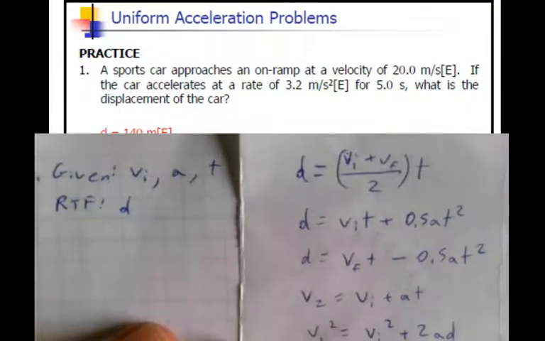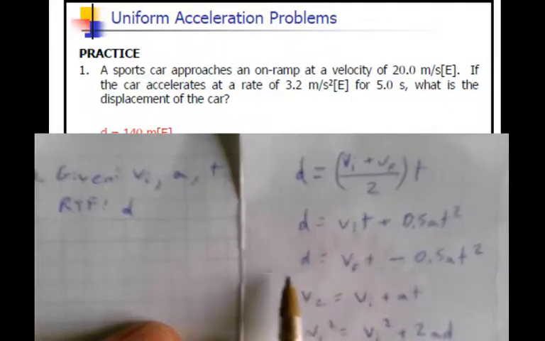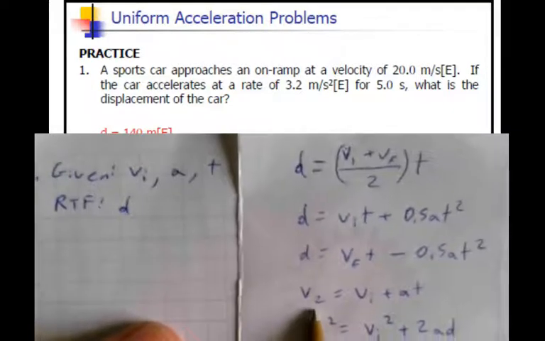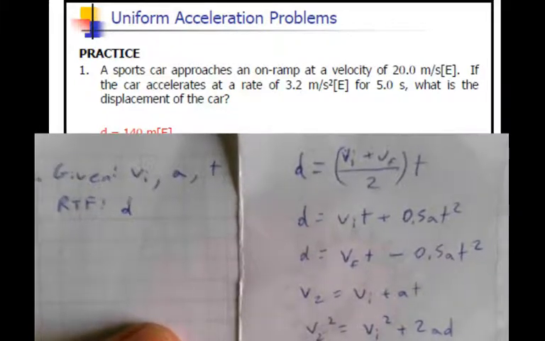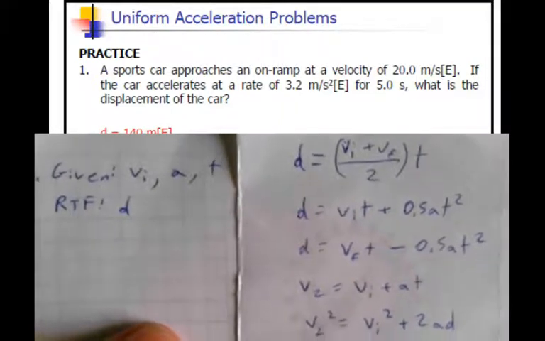We don't need to check the others because we know this one includes a VF, which we don't need, and it doesn't include a VI, which we have. This includes a V2 or a VF, which we don't have. And this includes another VF or V2.